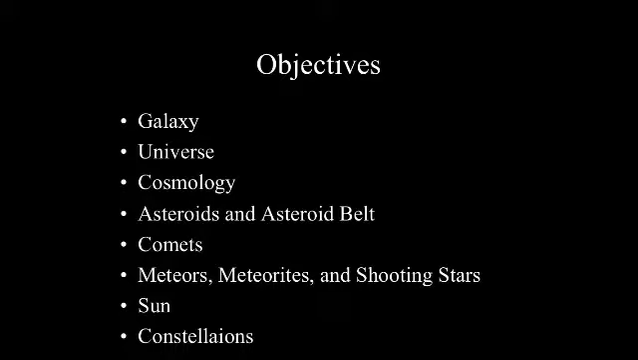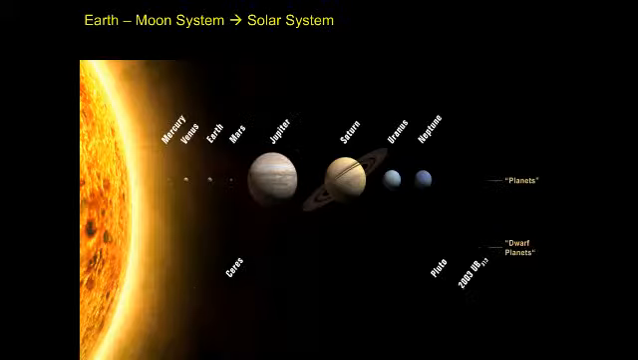Alright guys, this is our final video for the astronomy unit. We have a few objectives here. We're going to talk about what a galaxy is, get into what a universe is, cosmology, asteroids and the asteroid belt, talk about what comets are and how they're related to meteors and meteorites and shooting stars, talk about what the sun is and how it's related to constellations. So let's jump right in.